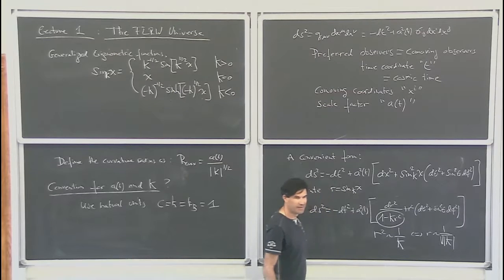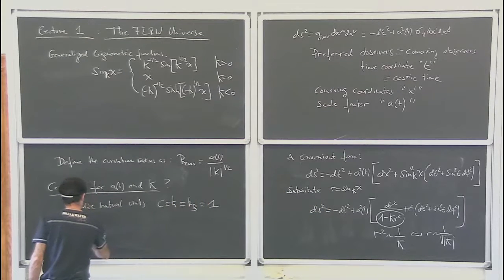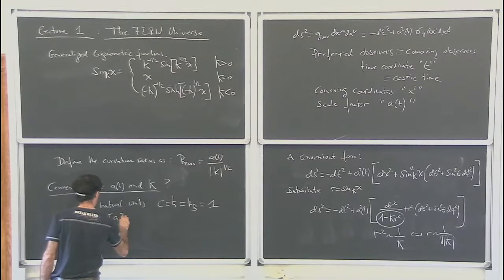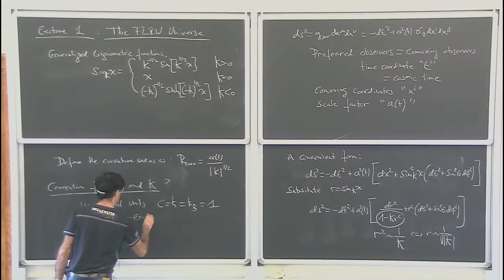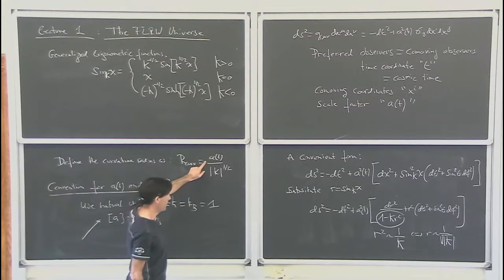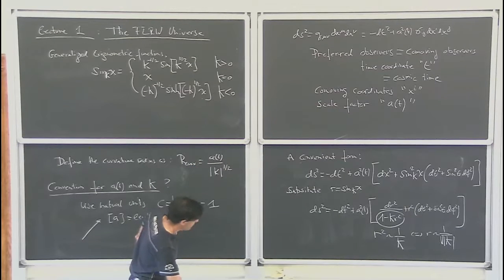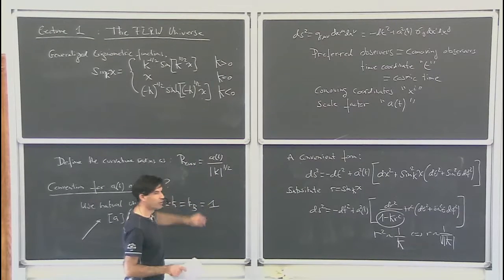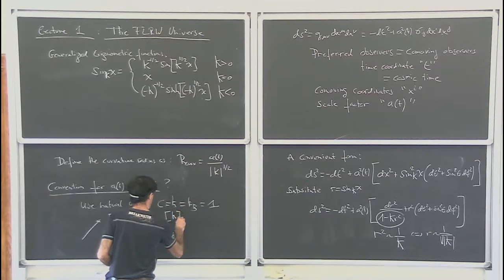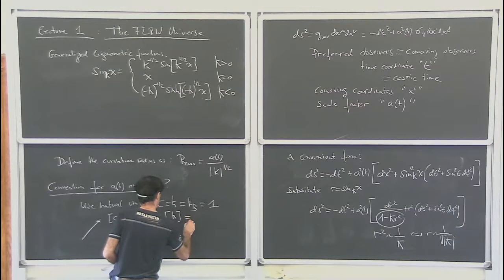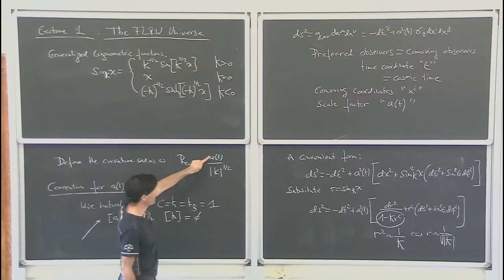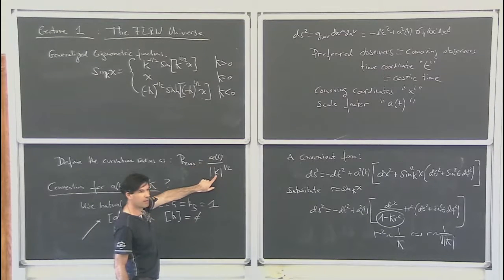You get it? There are two options. So either you have A goes like length. If A goes like length, this means that K has no units. Okay, K has no units if A goes like length, because this will go like length, this goes like length, so this has no units, okay?